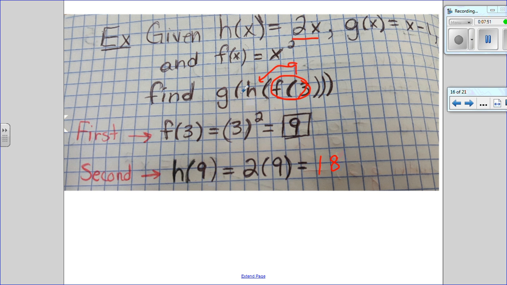Okay, and we're almost done. We've taken care of the h, but we still have that g to worry about. So that's the last step. Please stop me if I'm going too fast. Notice this video is already close to 10 minutes. It's not that long of a video.